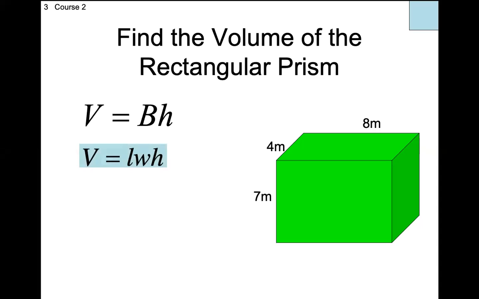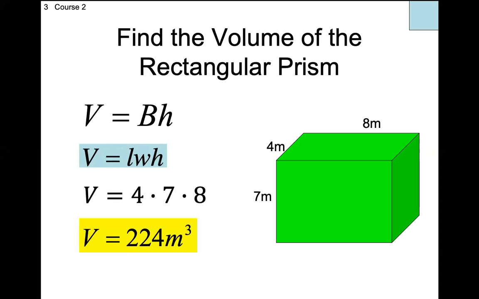All right, length times width times height, 8 times 4 times 7, and you're done. Multiplication is commutative. It doesn't matter the order that you multiply in. Okay, questions on rectangular prisms?